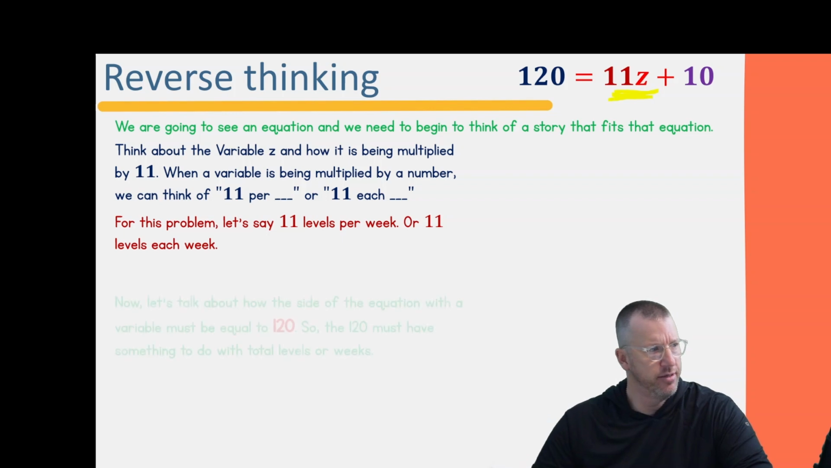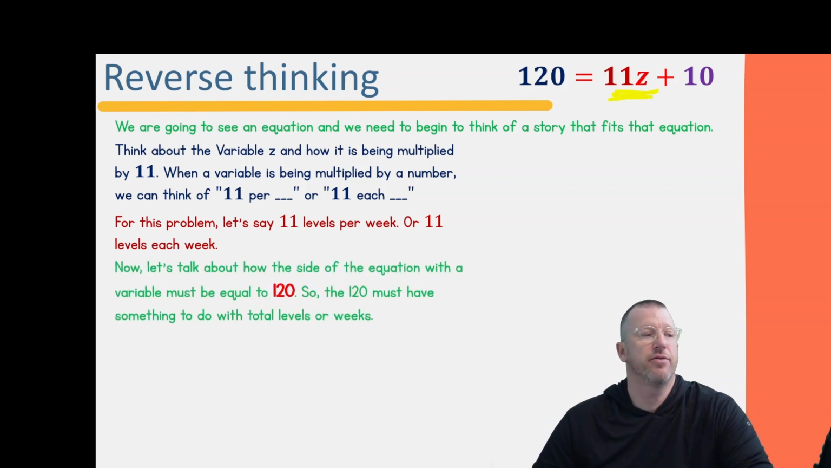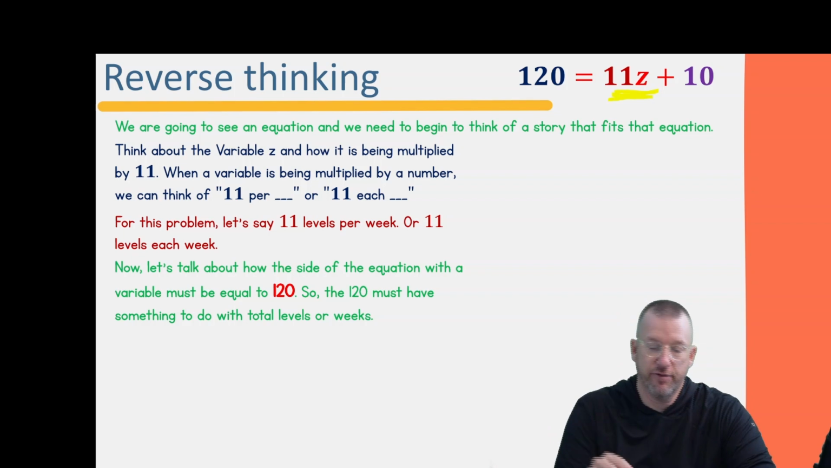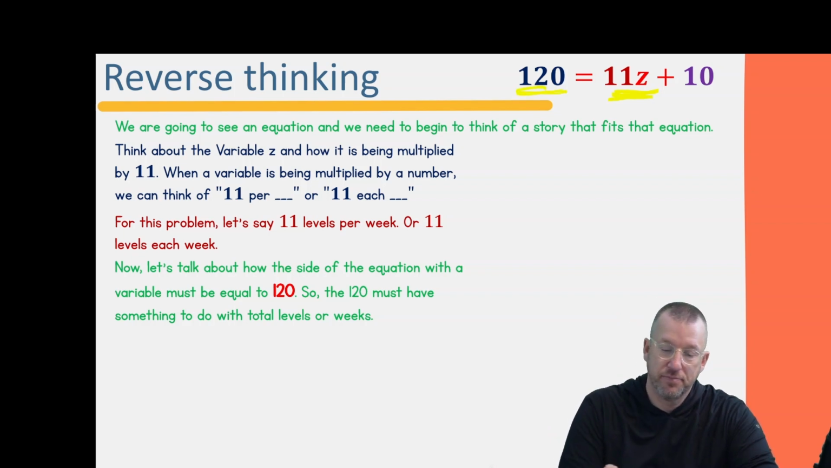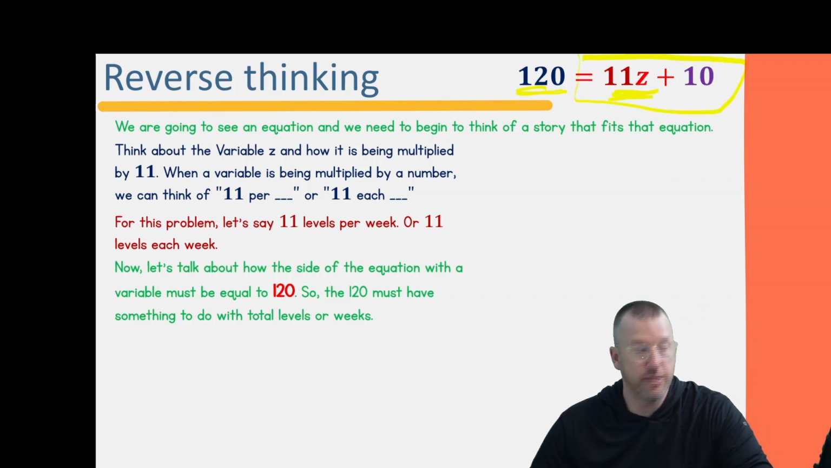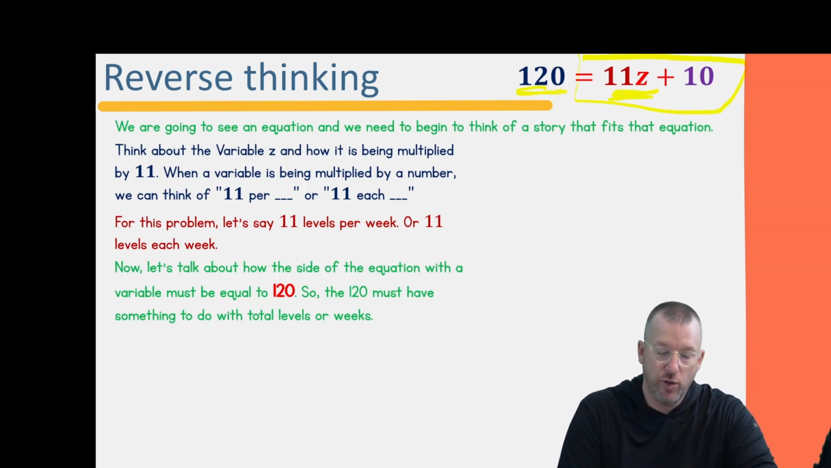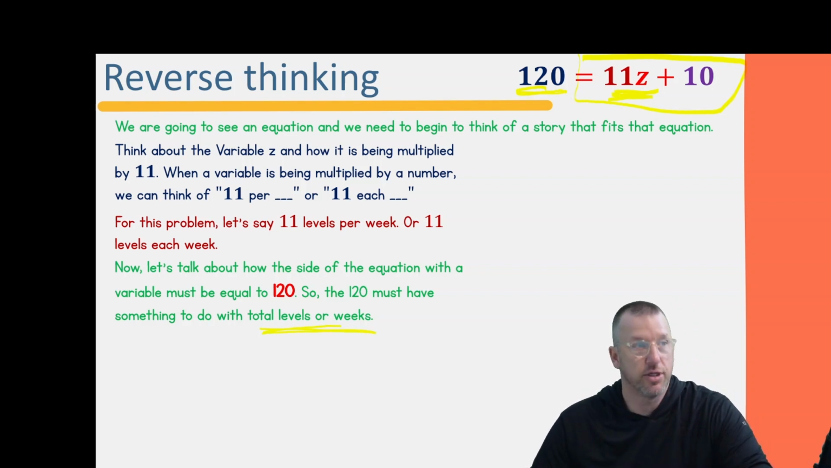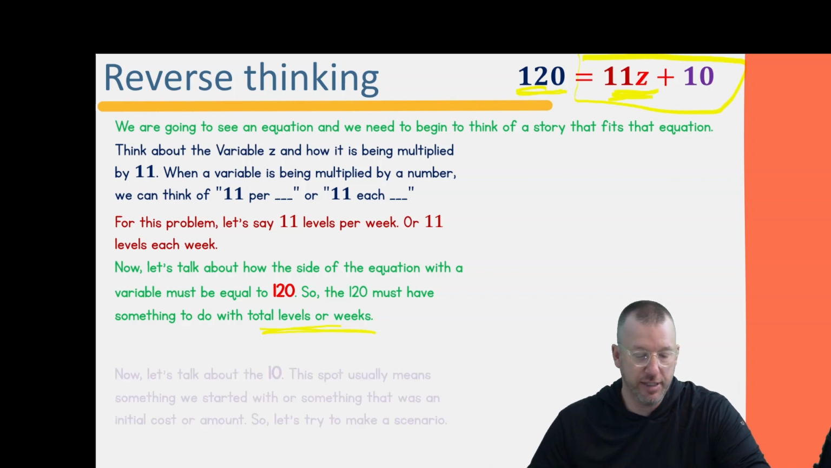Okay, now let's talk about how the side of the equation with a variable must be equal to 120. Okay, so this side over here has to equal 120. The whole rest of that side has to equal 120. So our 120 is going to have something to do with total levels. Well, let's figure out what that is in a second.